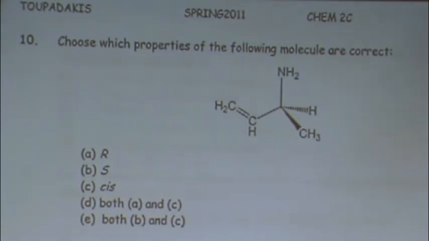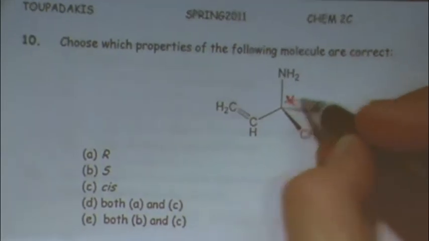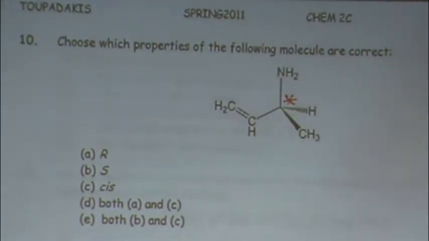What do you do for this? We have a carbon which is asymmetric. Can you see that? Chiral center. All the groups are different. Can you see it? All of them are different.